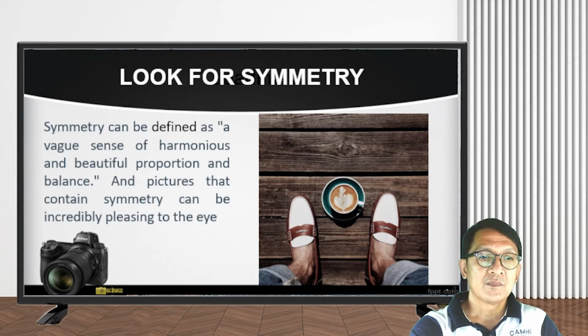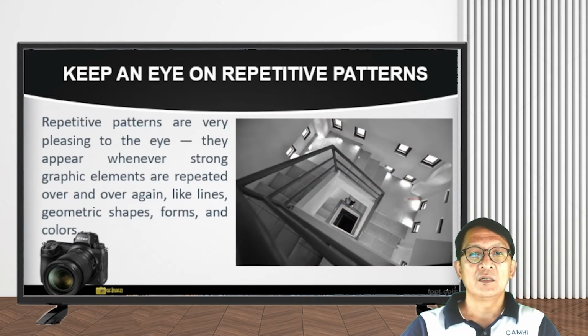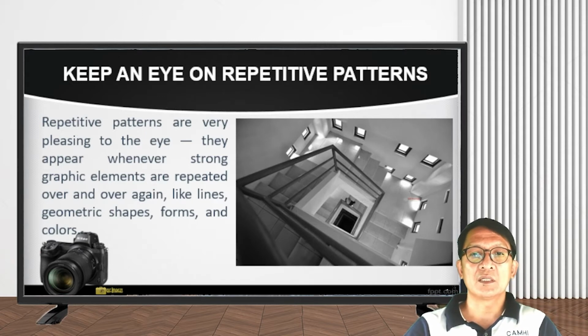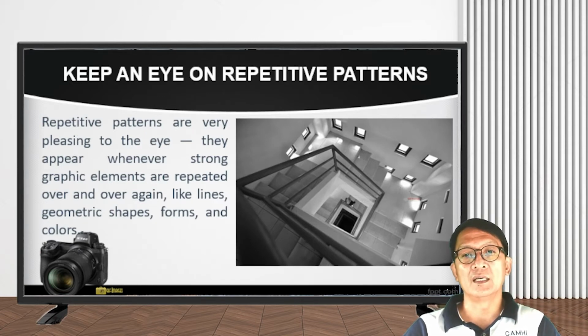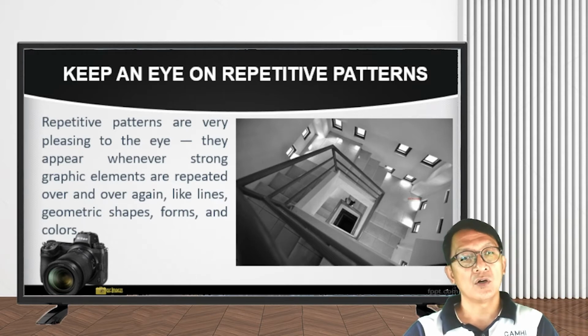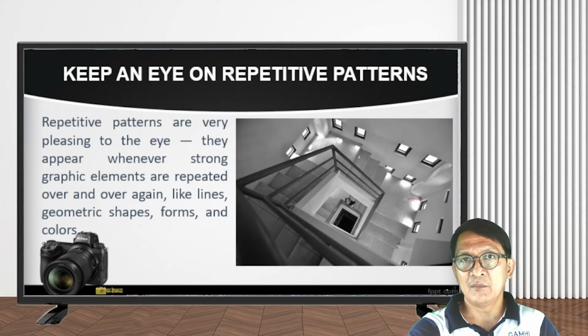Okay? Next is keep an eye on repetitive patterns. So, repetitive patterns are very pleasing to the eye. They appear whenever strong graphic elements are repeated over and over again, like lines, geometric shapes, forms, and colors. Yan. So, ganun lang, gabantayan nyo lang kung ano yung magandang elements na isali sa photograph nyo.